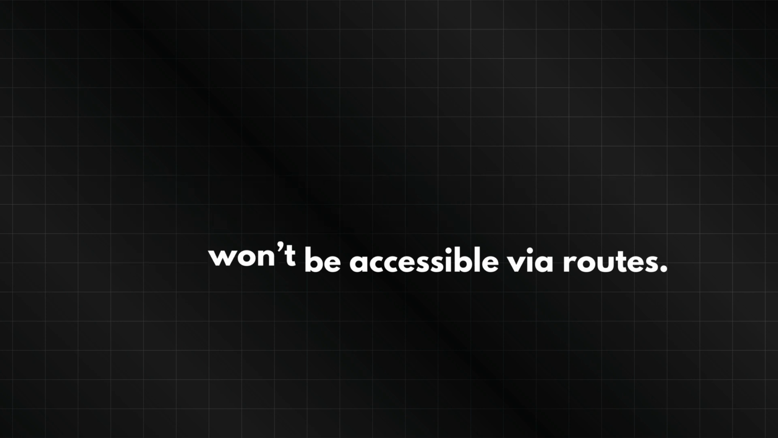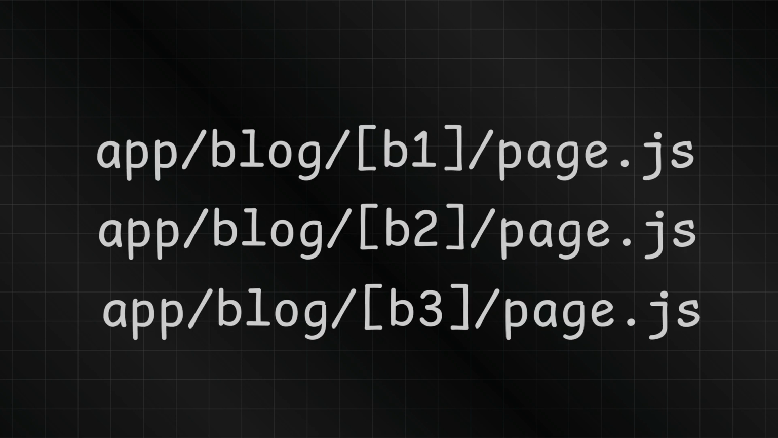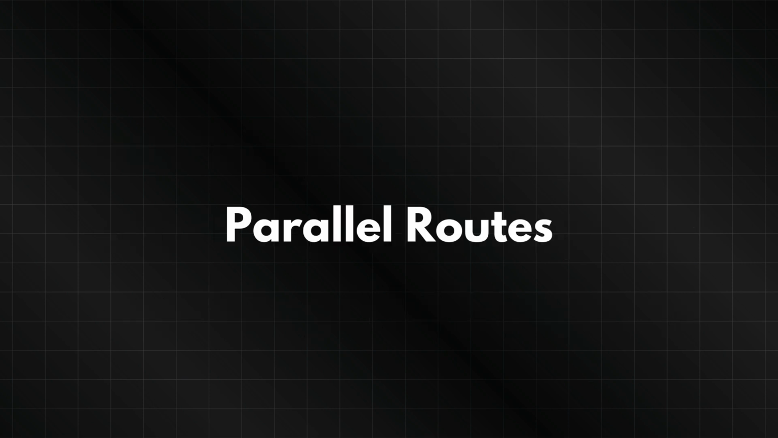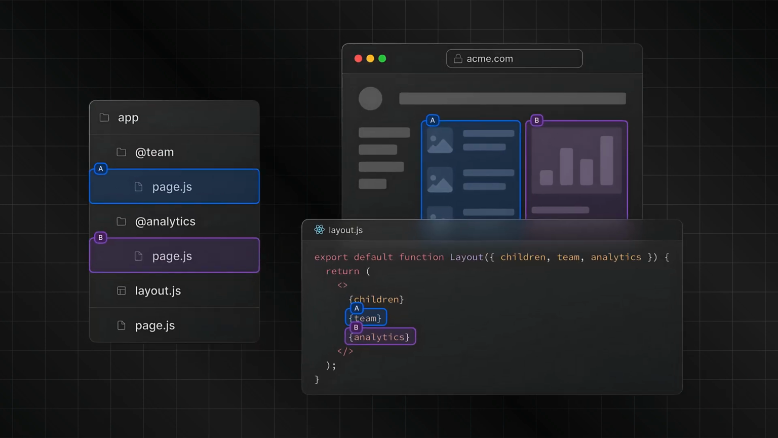You can also use dynamic routing by wrapping the folder's name in square brackets. This is especially useful for scenarios like multiple products or blog pages where a single route can handle various parameters. And then there is parallel routing. What's that, you will ask? Parallel routing lets you conditionally render one or more pages within the same layout. For instance, you could have different dashboard pages for the admin and the user.